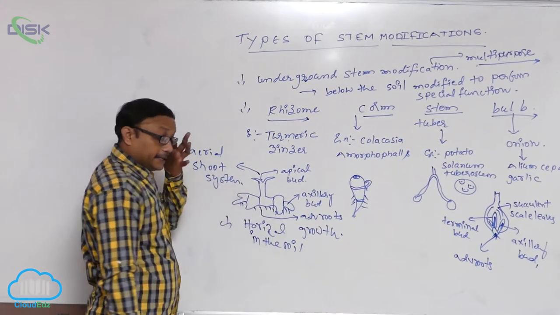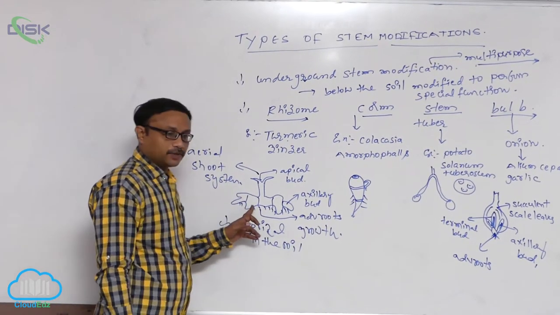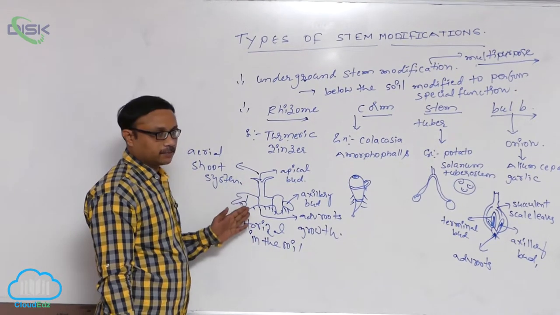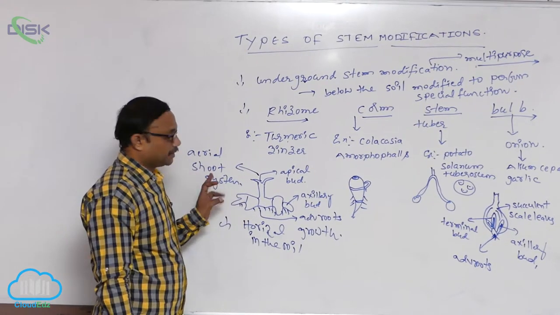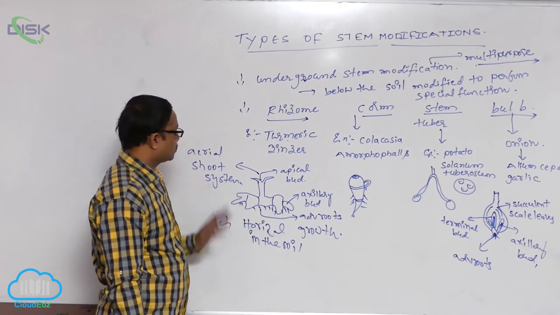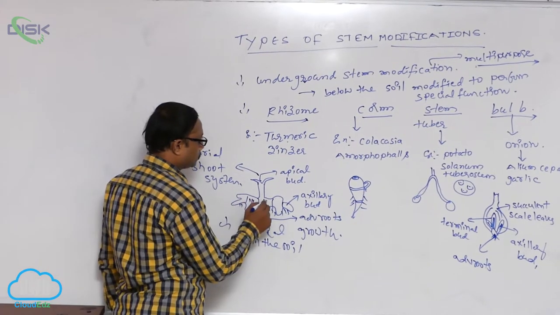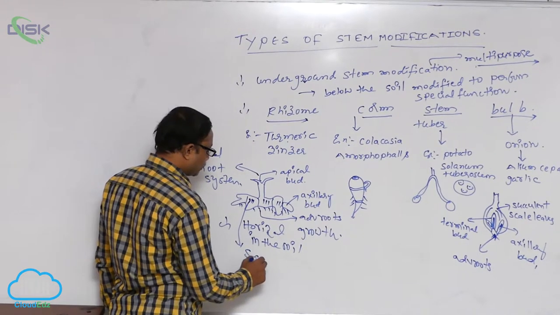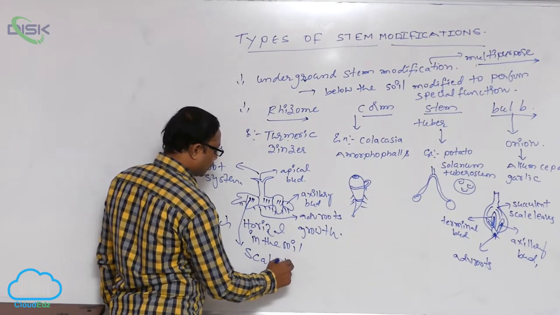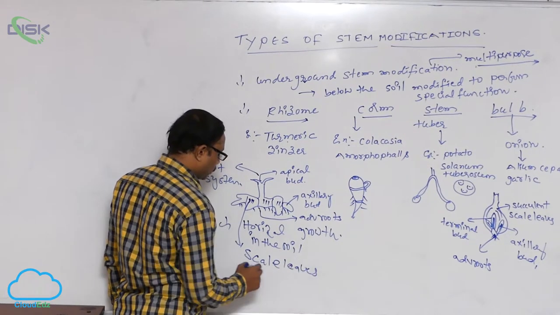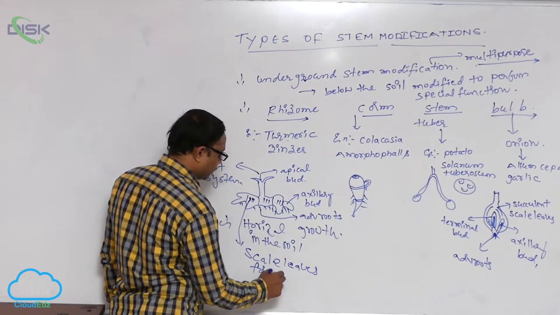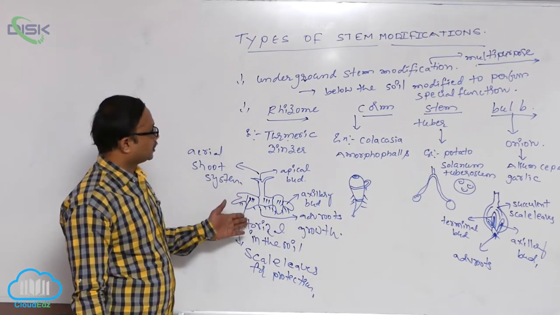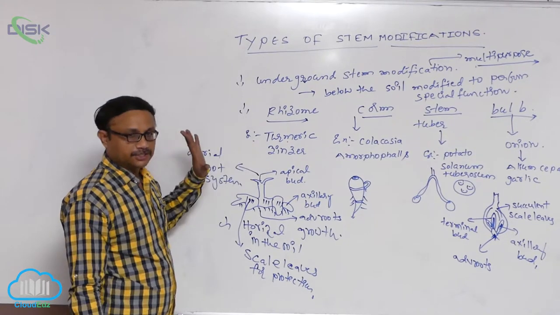In underground stem modifications, leaves are turned into scale leaves. What is the use of scale leaves? For protection purposes. This is an important objective point. So rhizomes grow below the soil horizontally. Examples: turmeric and ginger.